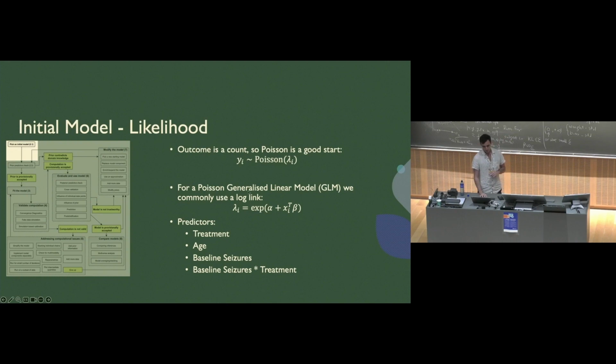So for our model, where we want to model the effect of predictors, for those familiar with linear models, this is our linear predictor term: alpha plus our covariates and beta.